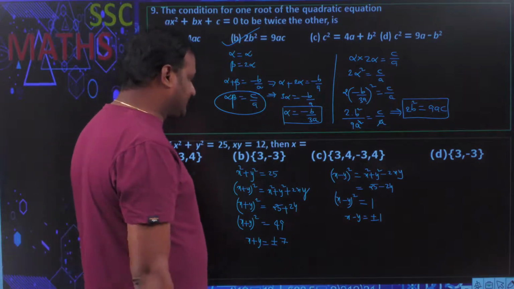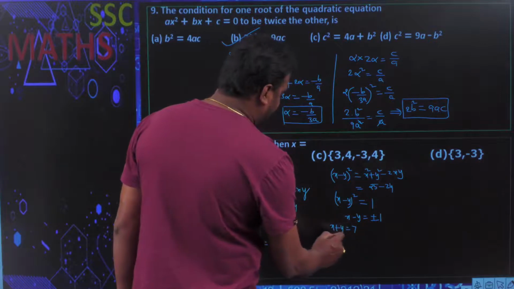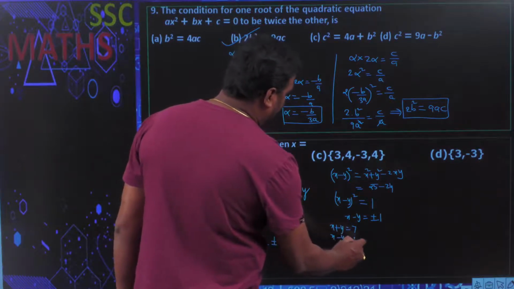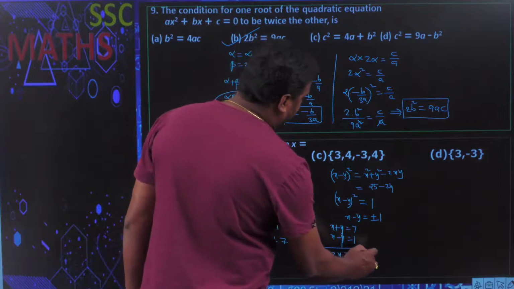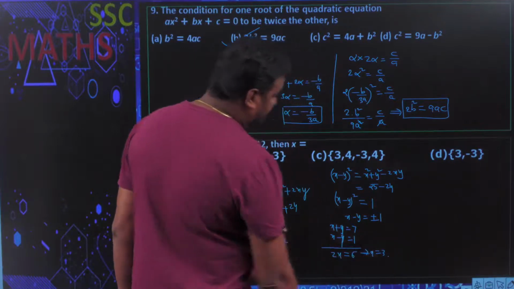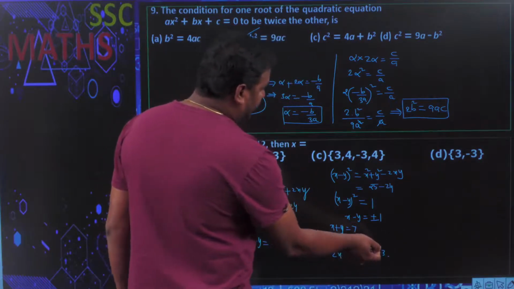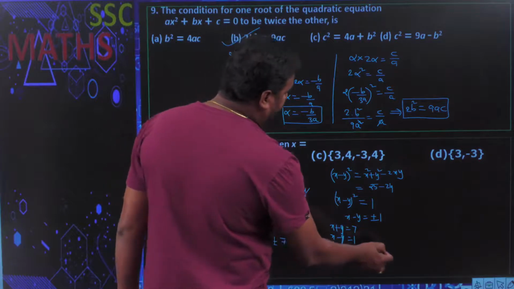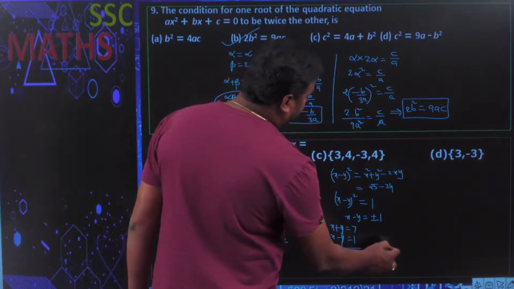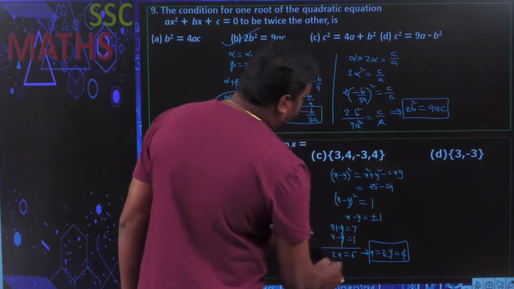Suppose I take x plus y is equal to 7 and x minus y is equal to 1, what do I get here? 2x is equal to 6, then x is equal to 3. I got the value of x. After getting the value of x is equal to 3, to get the value of y, I can choose one of the equations. 3 plus y is equal to 7. 3 plus how much equal to 7? 3 plus 4 equal to 7. So y is equal to 4. x equal to 3, y is equal to 4.